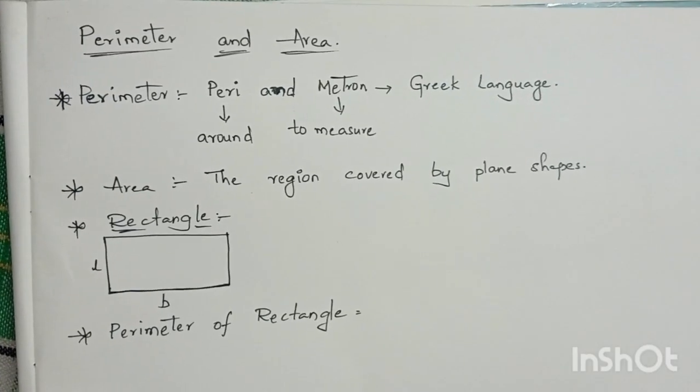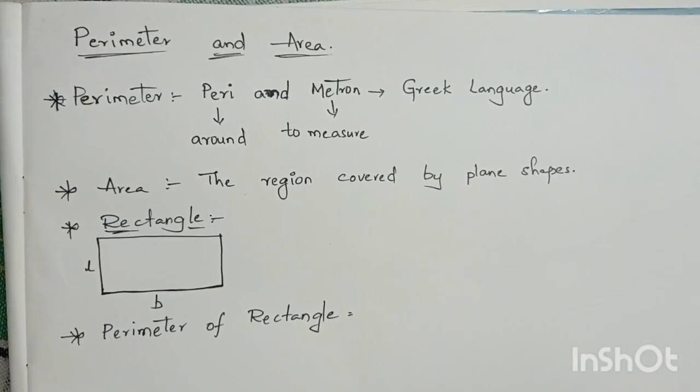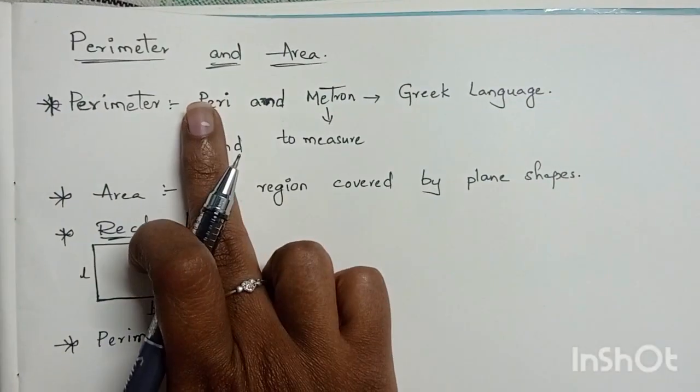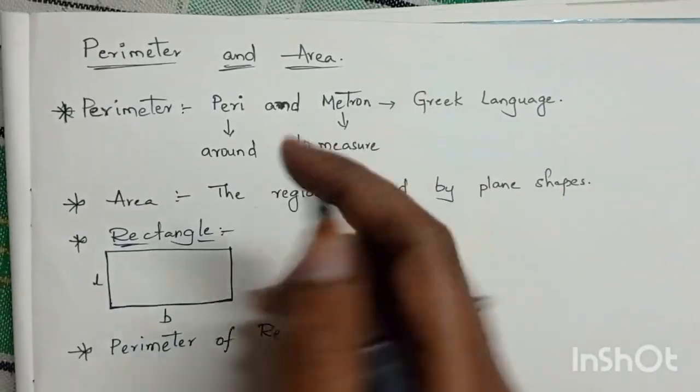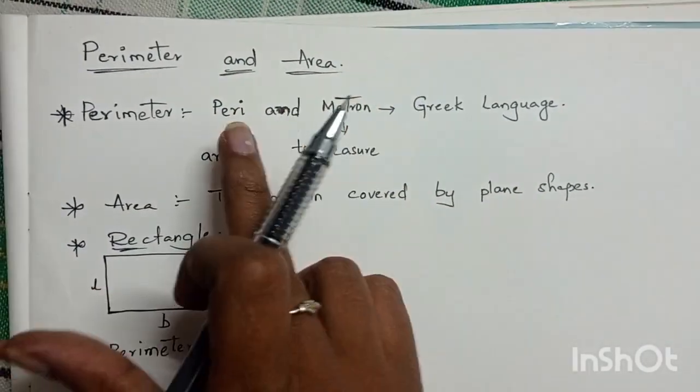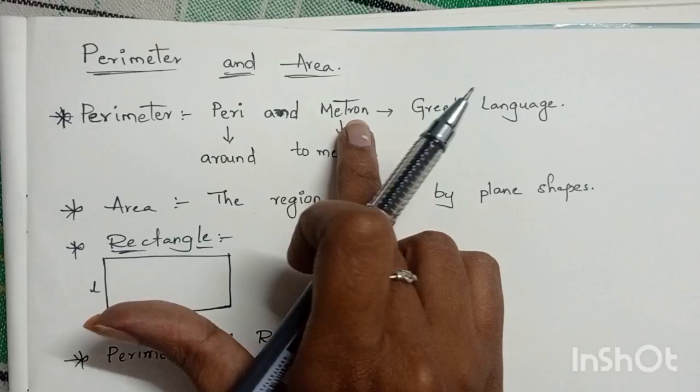Good evening, students. Let's revise the topic perimeter and area. So, before starting this topic, we should know what is meant by perimeter and what is meant by area. The word perimeter is derived from two Greek words, peri and metron.